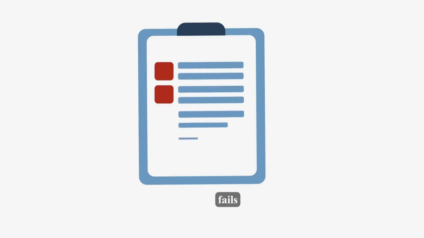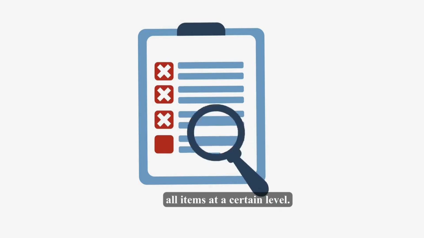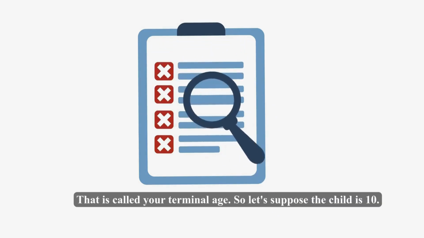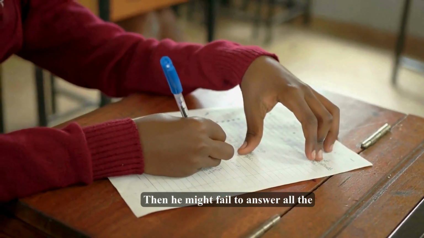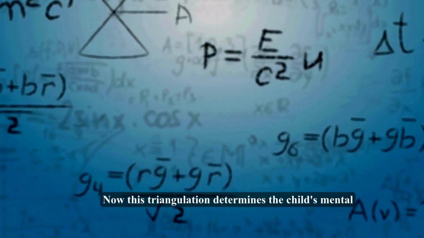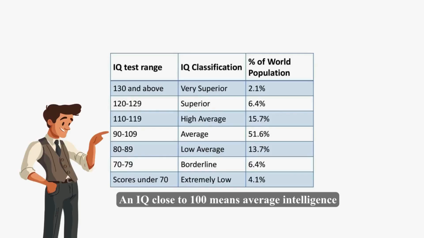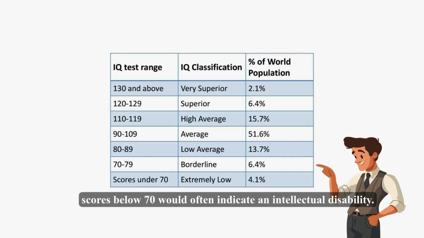Now, when a child fails all items at a certain level, that's called your terminal age. So let's suppose the child is 10, it might be that he fails to answer all the questions of age 12. Now this triangulation determines the child's mental age, which is how developed their intellectual functioning is compared to their chronological age. So the IQ score is usually calculated as IQ equals mental age upon chronological age into 100. An IQ close to 100 means average intelligence. Scores below 70 would often indicate an intellectual disability.